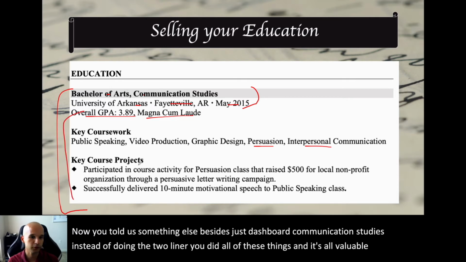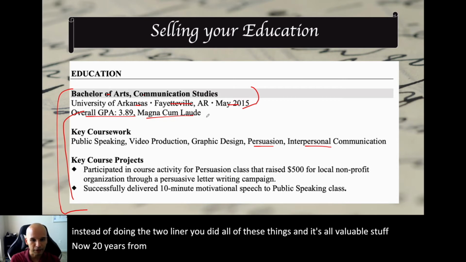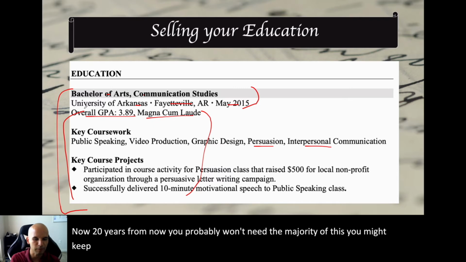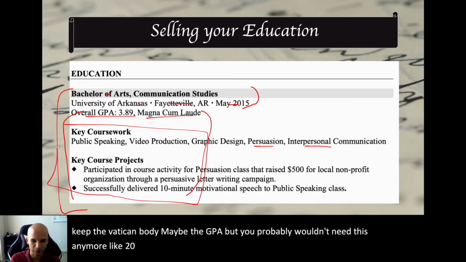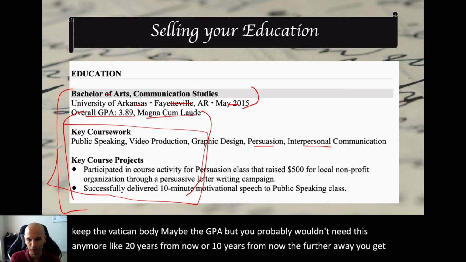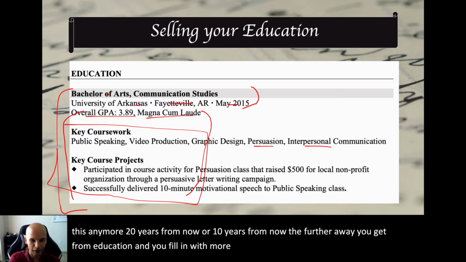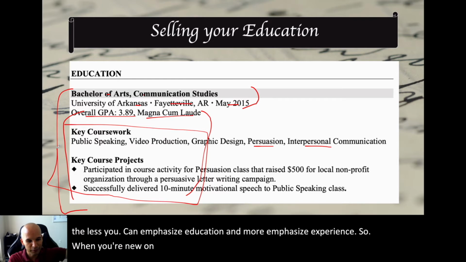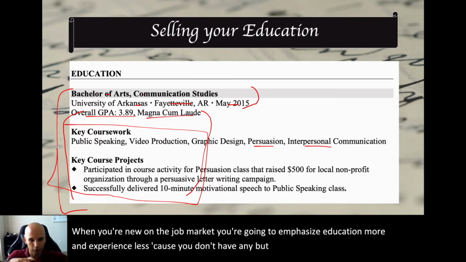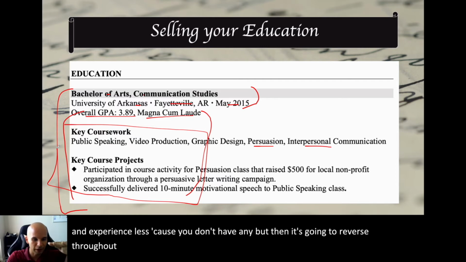Now, 20 years from now, you probably won't need the majority of this. You might keep the magna cum laude, maybe the GPA, but you probably wouldn't need this anymore. The further away you get from education and you fill in with more experience down the road in time, the less you emphasize education and the more you emphasize experience. So when you're new on the job market, you're going to emphasize education more and experience less because you don't have any. But then it's going to reverse throughout your career, where education will be less and experience will be more.